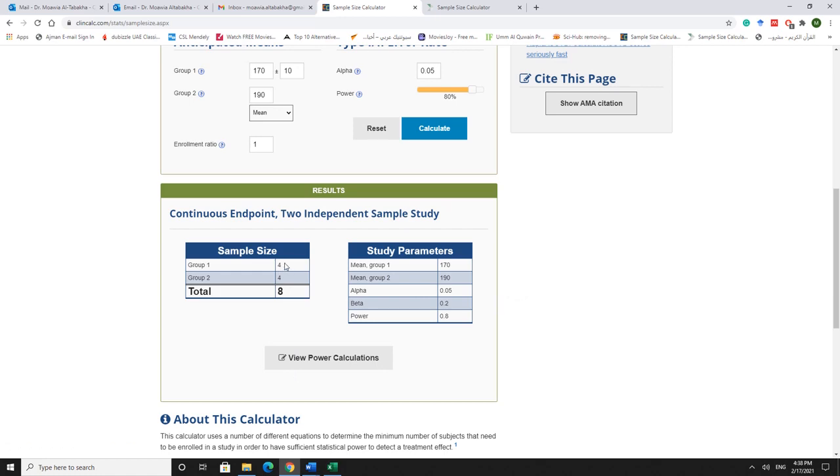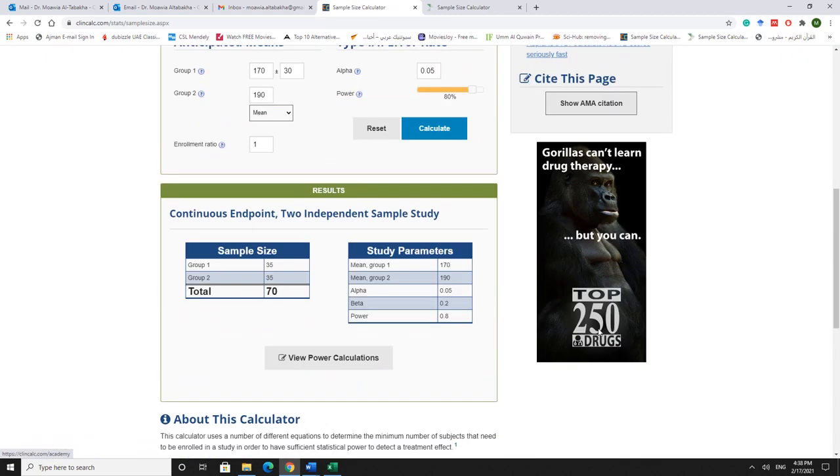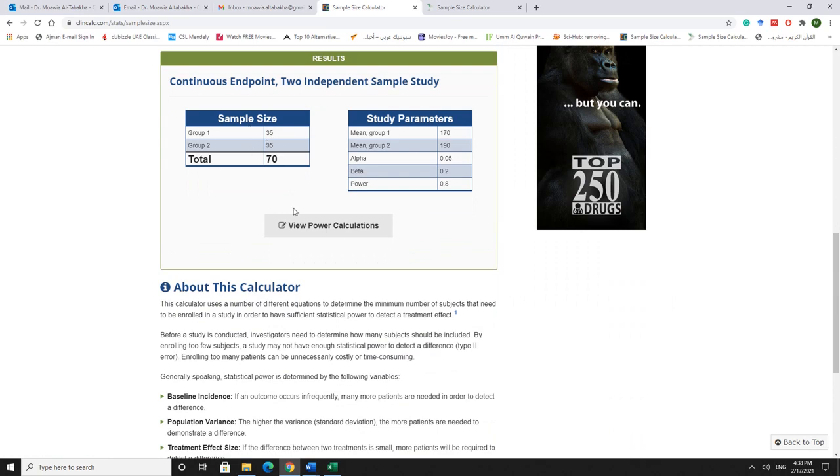Here it's giving me that I need 4 in group 1 and 4 in group B. Now look what happens when I increase the variability, let me make it 30. Calculate. See, now I need 35 and 35. Now look, 35 in each group.